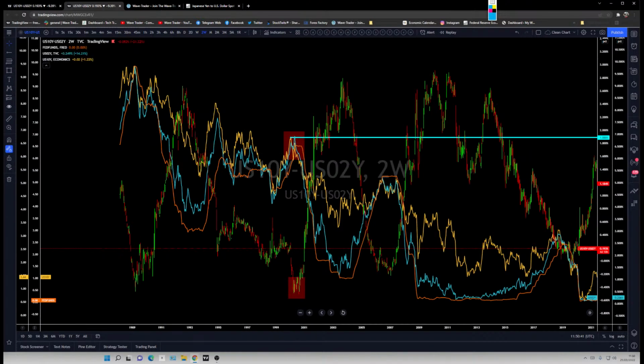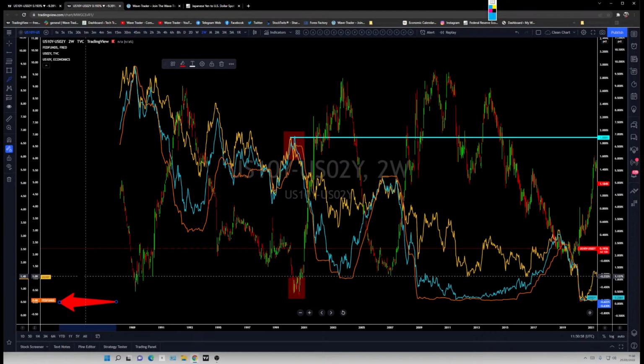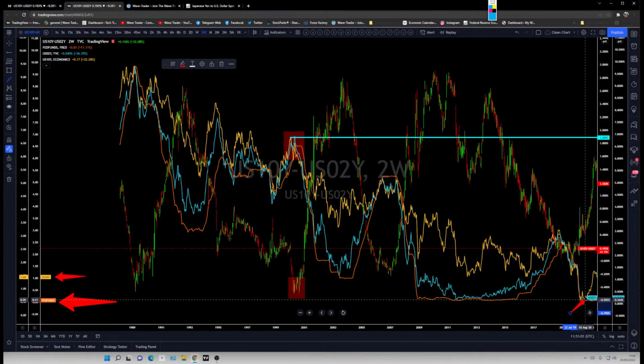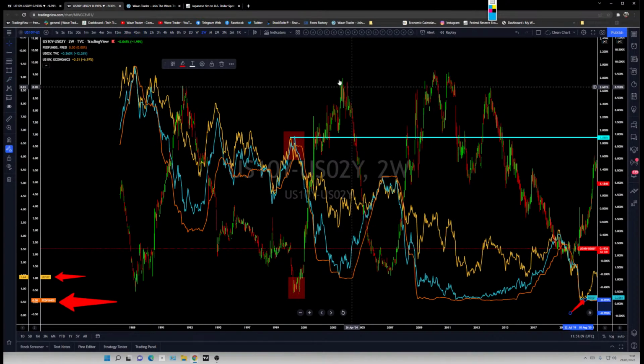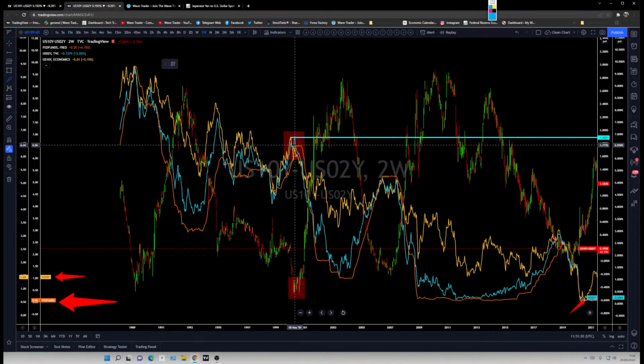Let's check the colors. The orange is the Fed fund rate. The yellow is the US 10-year. The light blue, or sky blue, is the US 2-year yield. And the other chart is the US 2-10 yield curve. Whenever we have seen inversion, rates went lower.